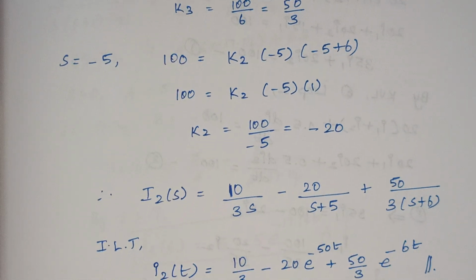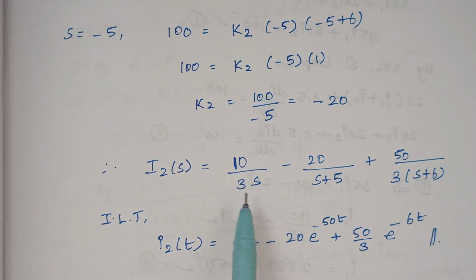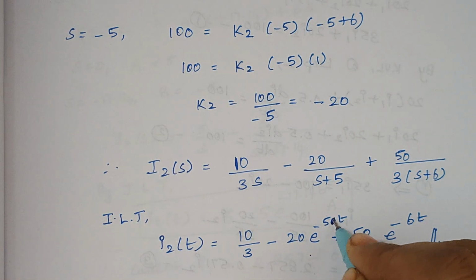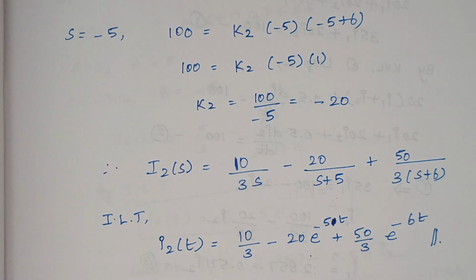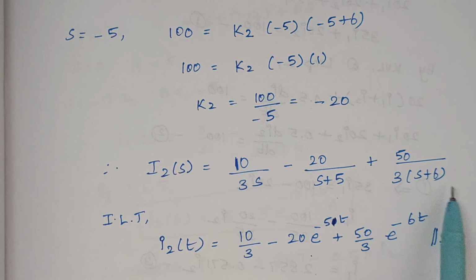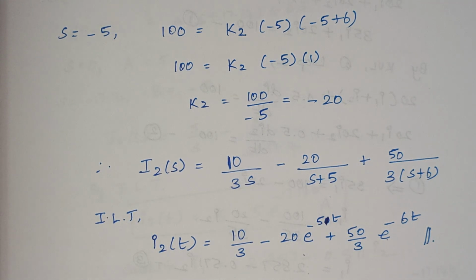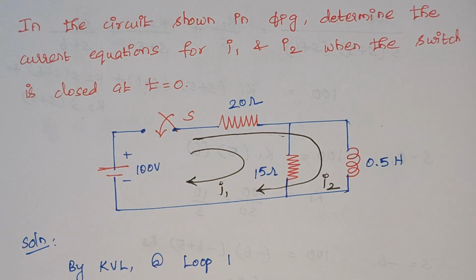So, once you apply inverse Laplace transformation, you see 1 by s becomes 1 and 1 by s plus 5 becomes e to the power minus 5t, right? Not 50, okay? And here 1 by s plus 6 is e to the power minus 6t. So, finally, this is our expression for I2 of t. Right, this problem gets over here. We will proceed with the next one.